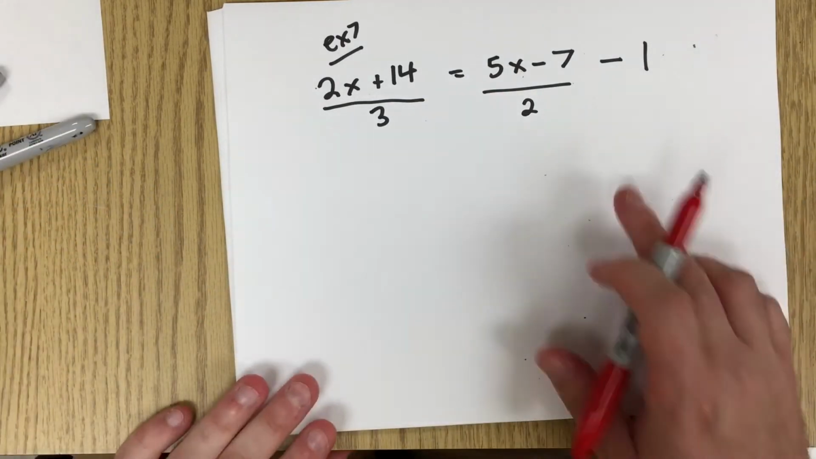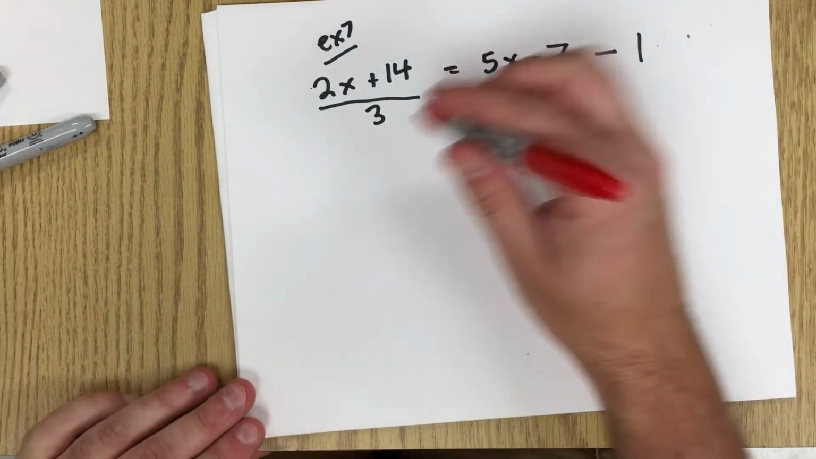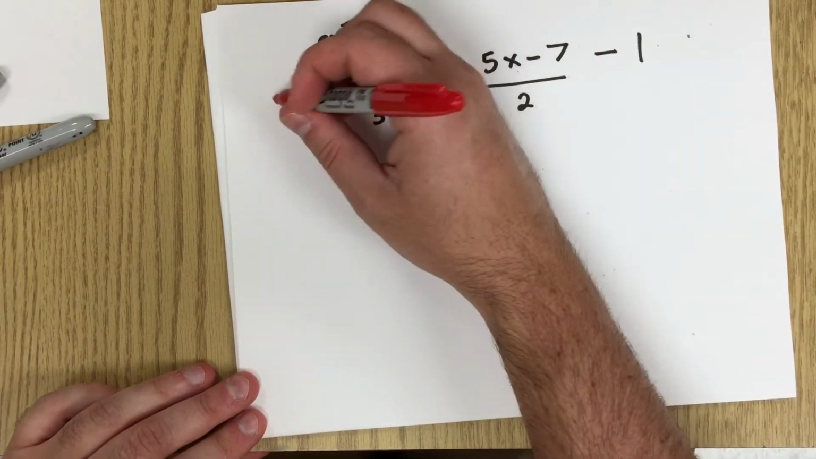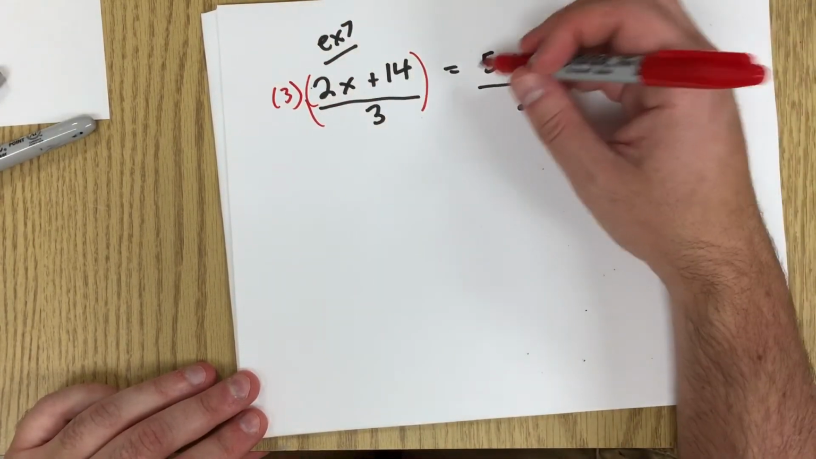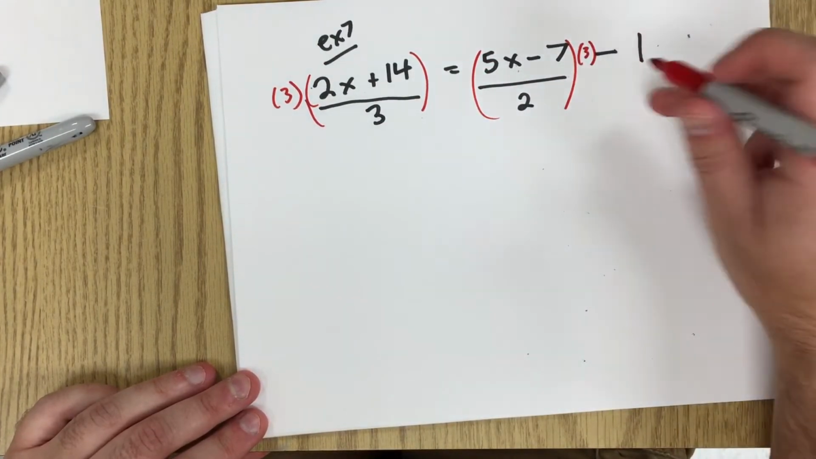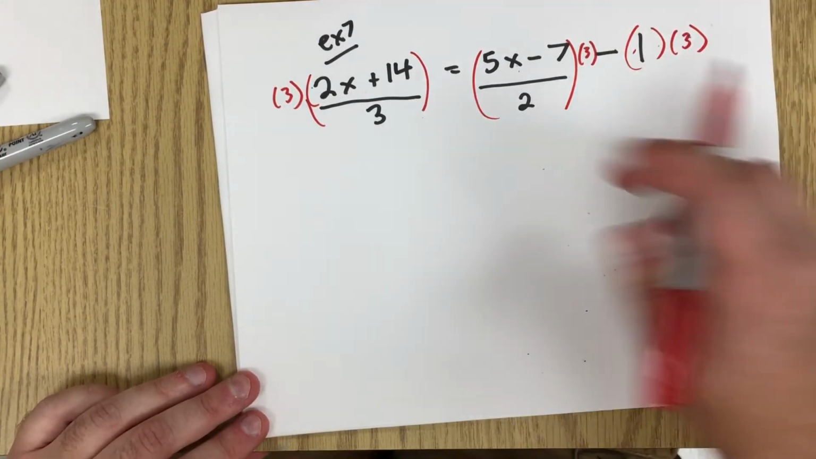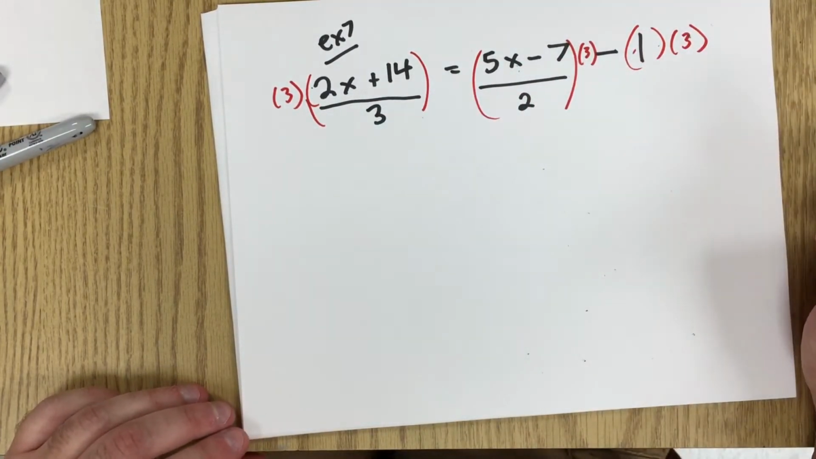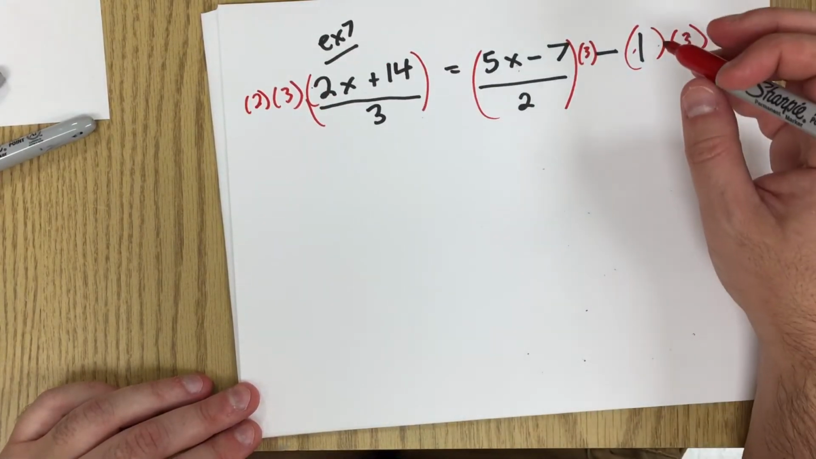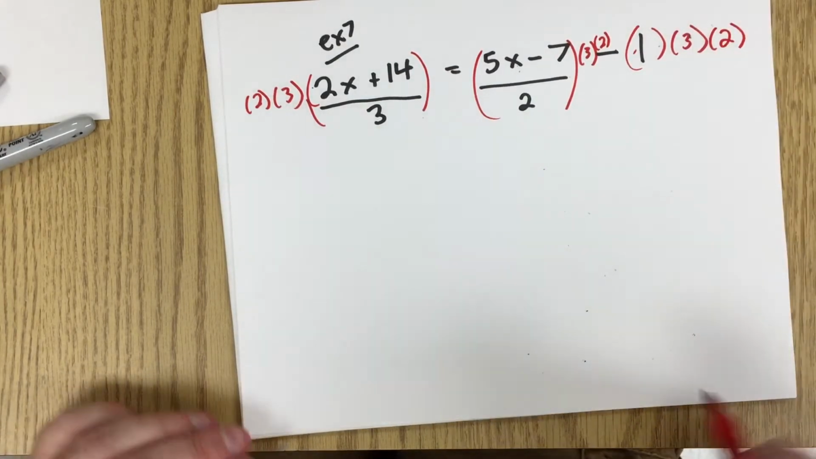So we're going to do the multiply thing. There's a 3 on the bottom, there's a 2 on the bottom. So what happens is we're going to multiply both sides by 3. So that gets multiplied by 3. That gets multiplied by 3. But this also gets multiplied by 3. Every term gets multiplied by 3. Similarly, there's a 2 on the bottom. So that gets multiplied by 2. This gets multiplied by 2. This gets multiplied by 2.